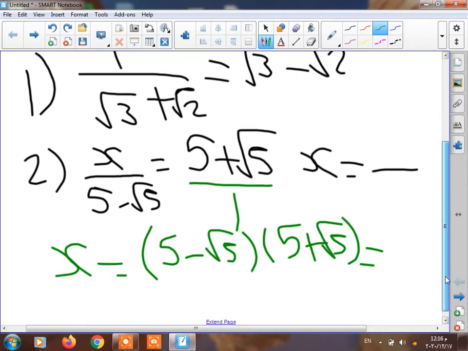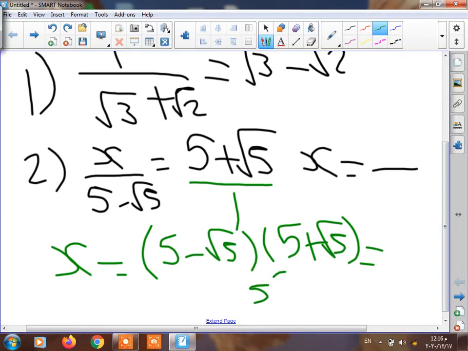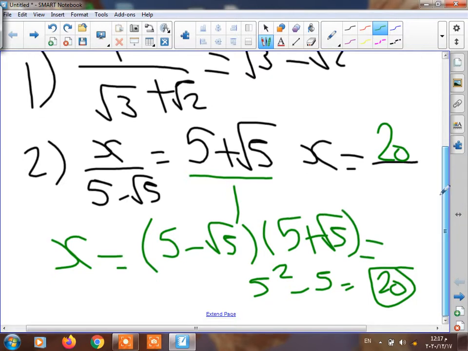First power 2 means 5 power 2 minus root 5 power 2, which is 5. It will be equal 20. So the final result here will be 20. After that, number 3, incomplete.